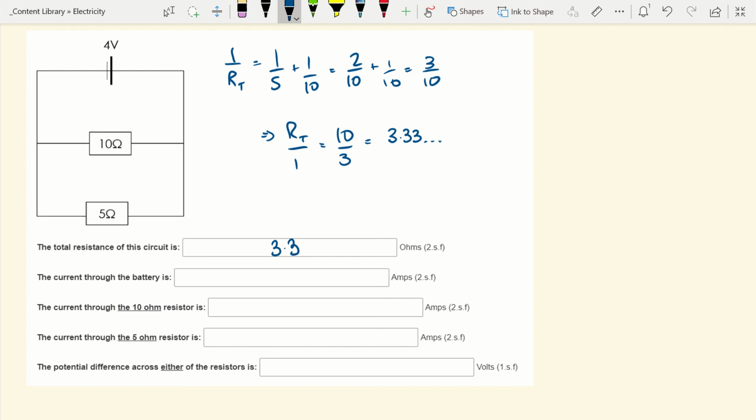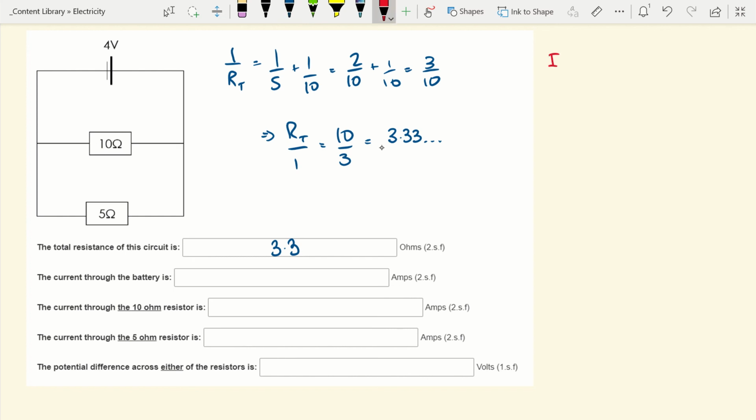And just to check that answer makes sense, it's less than either of those two resistors, so that matches up with what we'd expect. Again, a few people forgot to flip it over at the end, so I got a lot of people writing 0.3 as the answer to this one. You have to remember to flip it over because we want to know what the total resistance is.